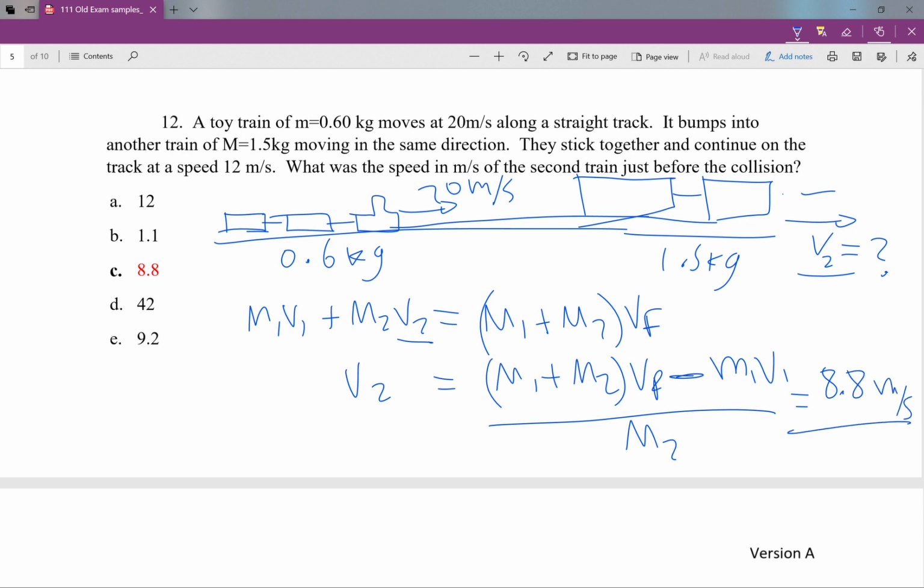So the most important part to remember is that when they say that two objects stick together, that means the final velocity will be the same for both masses. So you just factor that out and you get the first mass plus second mass times final velocity. So that's 8.8 meters per second.